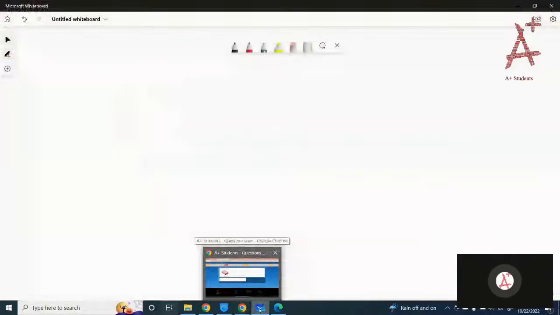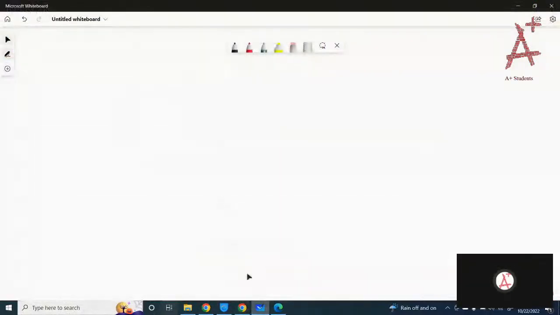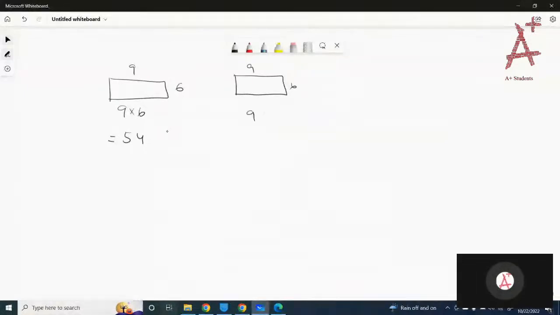It has a total of 6 faces. Let's start with the first one. So the first one is like this, 9 and 6. So the area of this one is 9 times 6. Got it? You have a pair of faces actually. 9 times 6 is 54. And again the same on the opposite side, you have the same face. So it would be 9 times 6 and the area is 54.